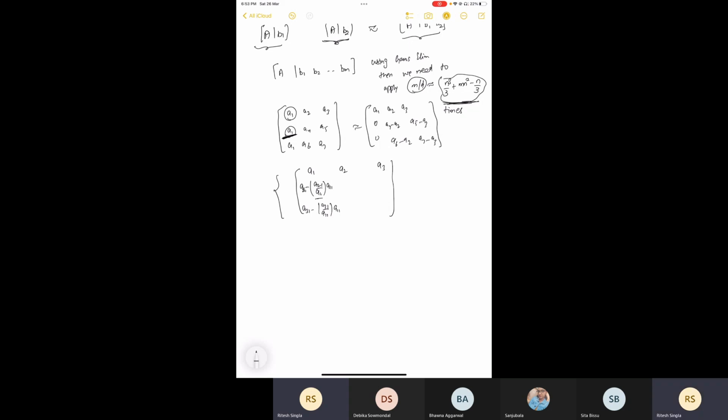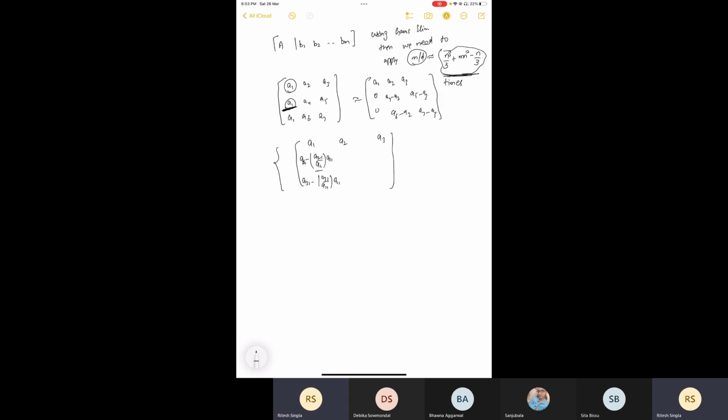Did I confuse you with the problem, or is the problem getting clear? Okay, let's do one thing. Take A to be n cross n, and for the time being, take m equal to 1 only, and see whether you are getting this number of multiplication operations or not.